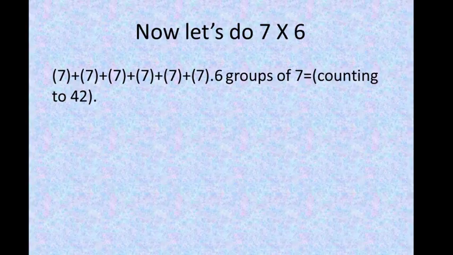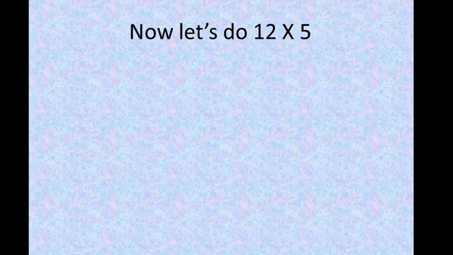So that would be 14 plus 14 plus 14. 14 plus 14 is 28. And 28 plus 14, that's 42. So that's how you can do it. Now let's do 12 times 5.